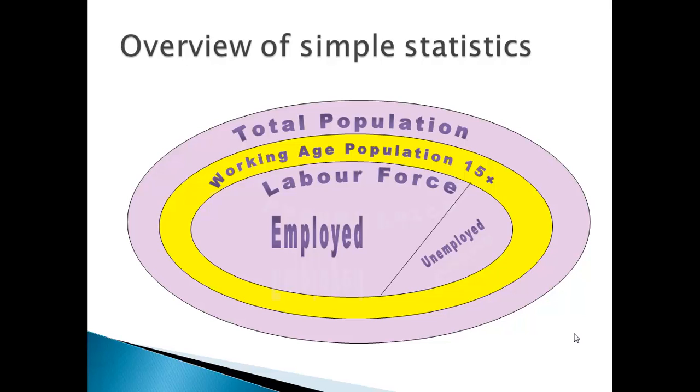So when you have a look at simple statistics, you've got your total population, and your working age population of 15 plus. Now note that in New Zealand, because it's illegal to discriminate on the basis of age, the retirement age is not a limit to the working age population. However, within the working age population, the labour force is smaller, and then it's split into employed and unemployed.